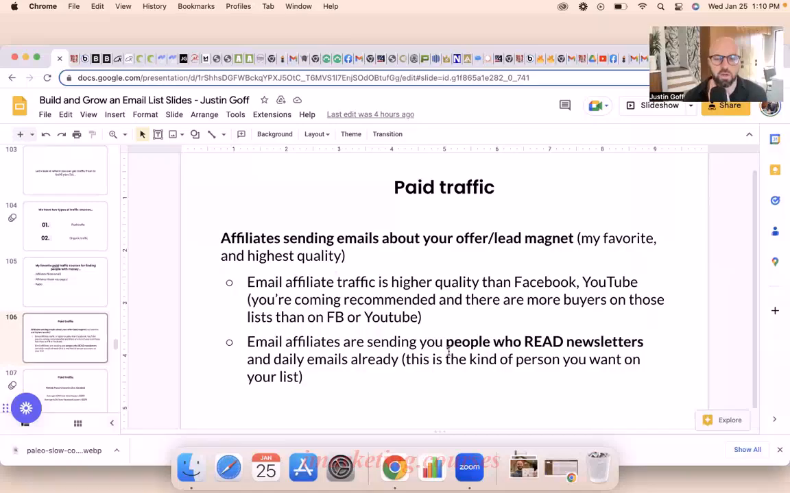And the other big thing here, which a lot of people don't think about, email affiliates are already sending you people who read newsletters. And you don't get that as much with a lot of other traffic sources. There's a lot of people who would buy from you on Facebook or YouTube who aren't used to reading emails every day. Well, if you're getting people from an email affiliate, you're getting people who read emails every single day and they're kind of used to that. And that's the type of person I really want to have on my list. Does that make sense to you guys? That's a really key point there.